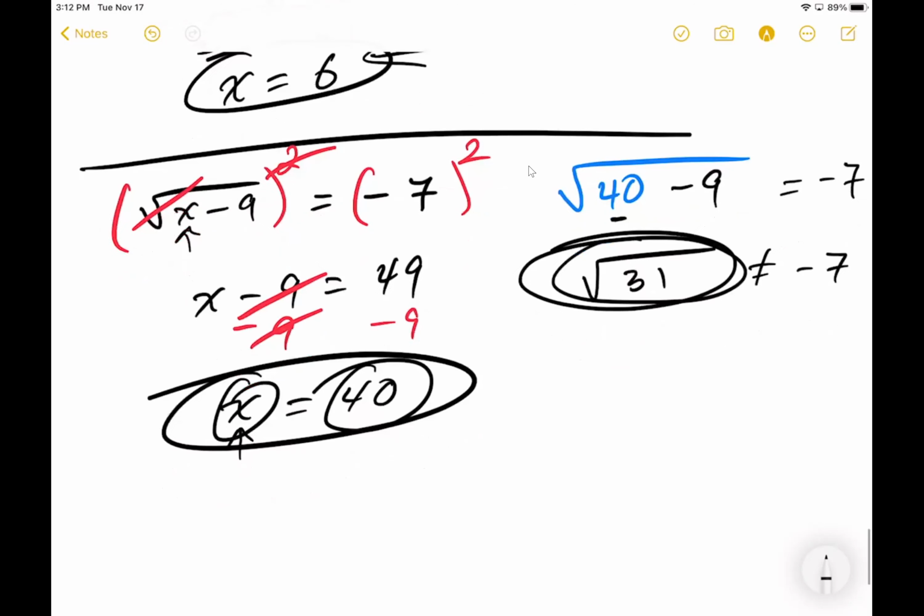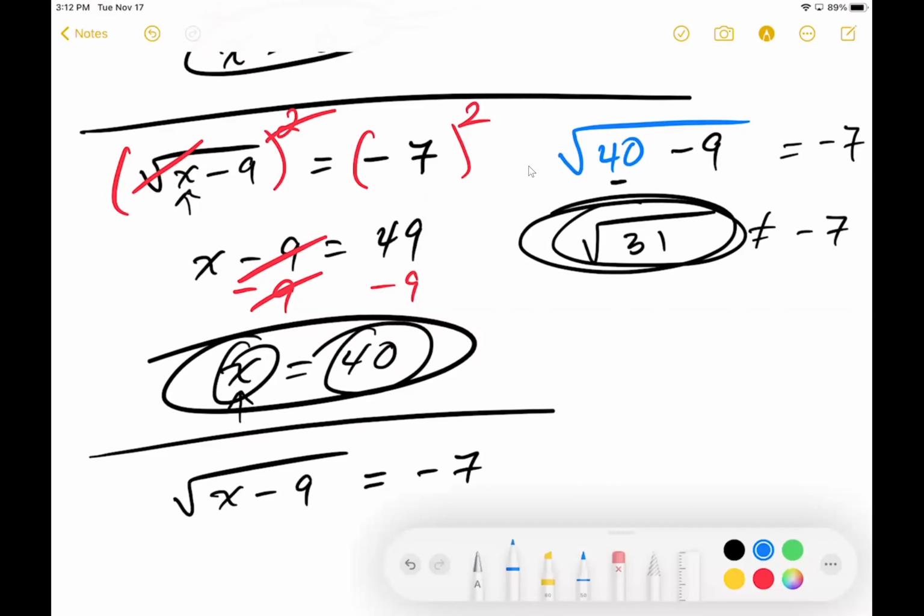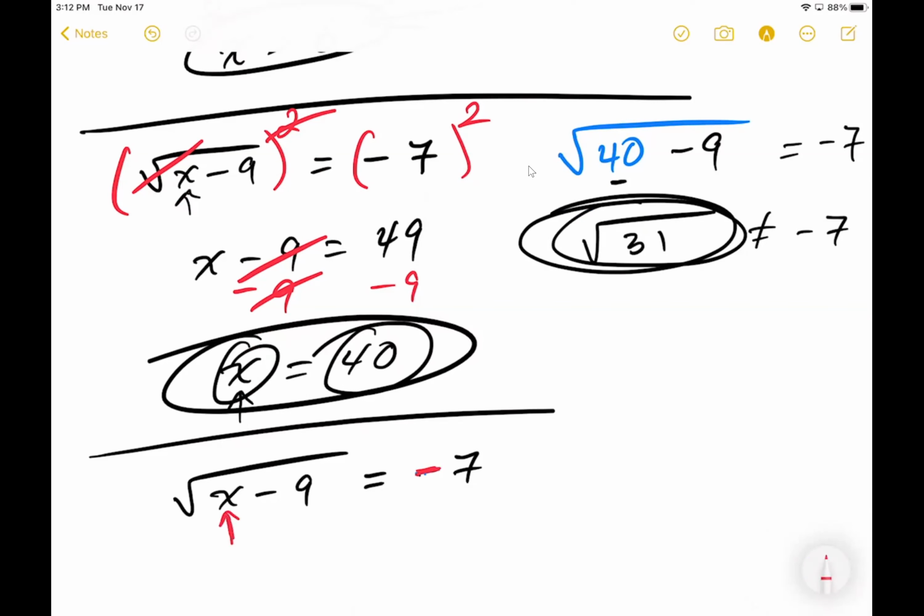And go back to our original problem. Our original problem is this. Now, let me ask you guys this question, and this is the most important thing that you will see. Is there any way that I can plug in the x, and then I take a square root of whatever, will I ever take a square root of something and it will give me a negative number?